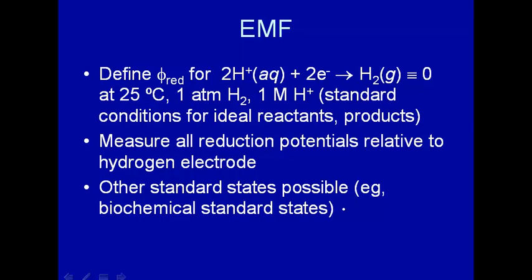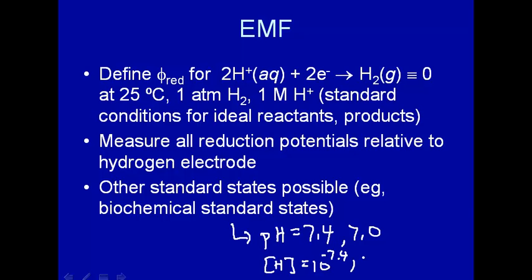For example, if you're into biochemistry, 1 molar concentration is really not a good standard state to use for living things because they don't like that high concentration of H+. So oftentimes biochemists use a pH of 7.4 or 7.0, meaning the H+ concentration is 10 to the minus 7.4 or 10 to the minus 7. Again, like we said before, the number you get will depend on what your standard state is. And again, measure all reduction potentials relative to the hydrogen electrode. All right, so now we're getting places.